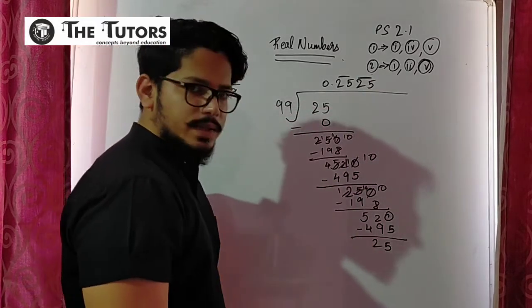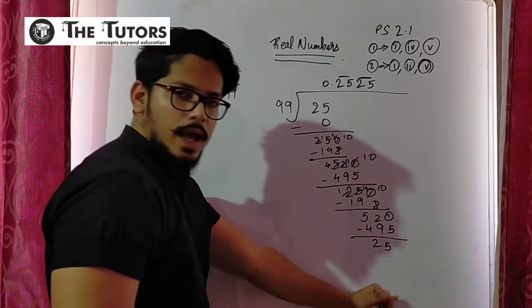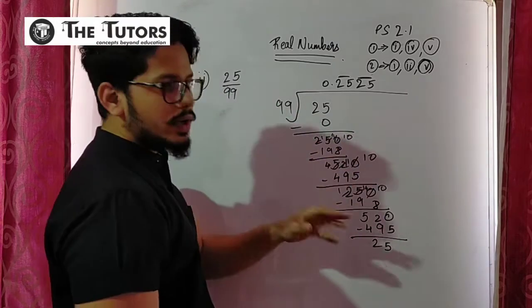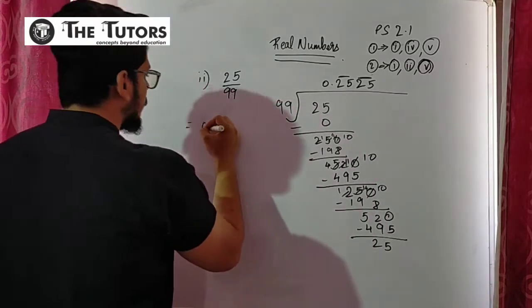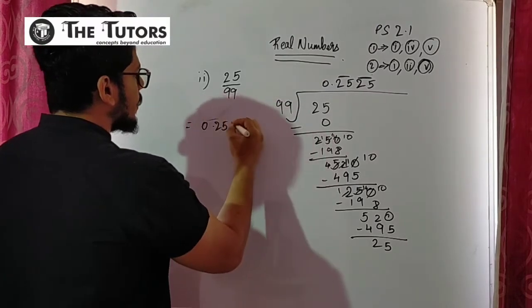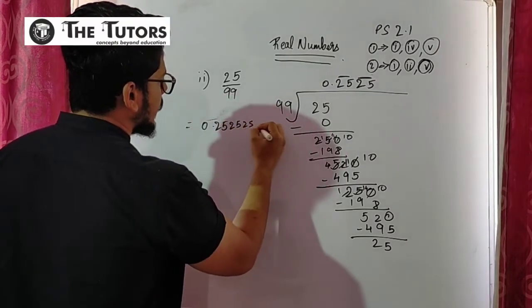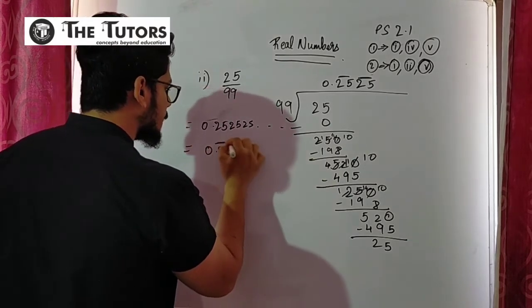I have got 25 again. Again I will add the 0, then again I will have 198 here, then again I will have 52, then again I will have 495 here. Which implies the digits will keep recurring, 0.25, like 25, 25, 25, and the numbers will go on and on. Which implies you can write this as 0.25 with a bar.